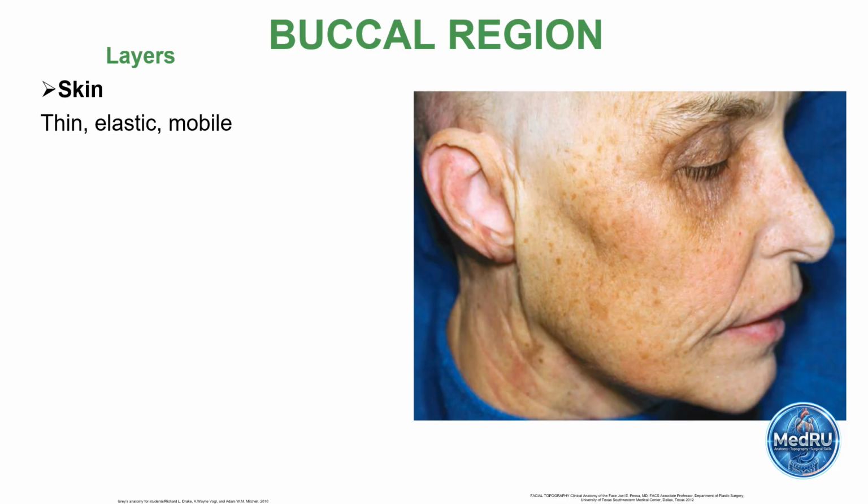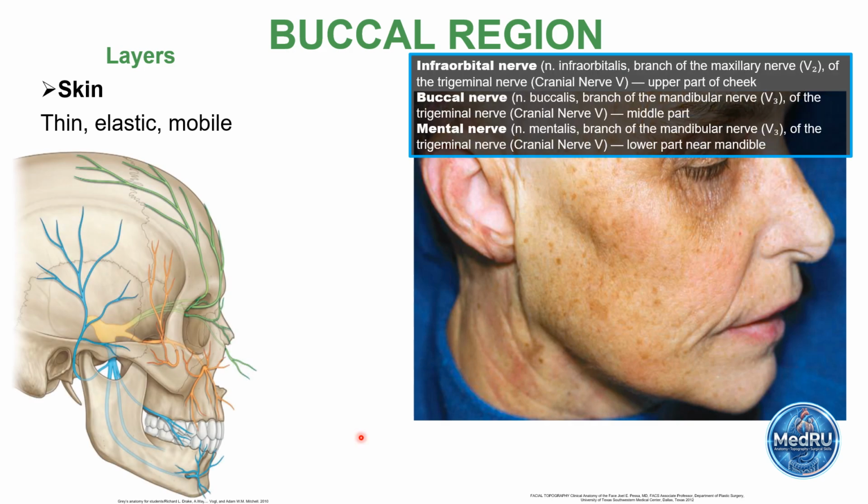Skin is thin, elastic, mobile. Contains numerous sweat and sebaceous glands. In males, it may be covered with fine hair along the lower border of the cheek. The sensory innervation of the cheek skin is provided by three main branches of the trigeminal nerve.